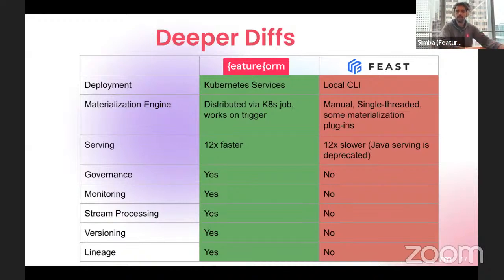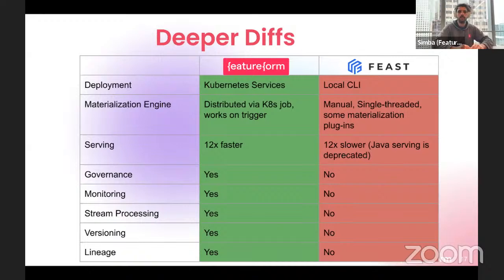But the benefit is when we do things like materializations, rather than a manual single-threaded job, we actually kick off a distributed Kubernetes job and work with that. So we essentially use Kubernetes to do all the glue stuff that Spark and Redis and all these things don't do. We fit in using Kubernetes to fill in all the blanks. Feast does that too, but it doesn't have anywhere it runs, so it does everything via CLI.